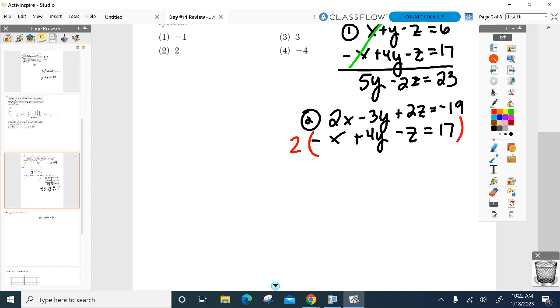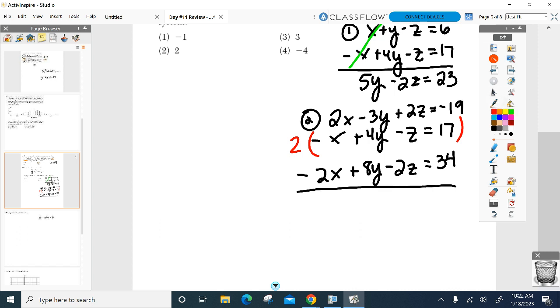Now, when you multiply by a number, you have to multiply every single thing, including after the equal sign. So here you go. You can do it with me. -2x plus 8y minus 2z equals 34. It's got to distribute all the way through, including the other side of the equal sign. Look at you guys. What happened here? My x's are gone. And the z's are gone. Lucky you.